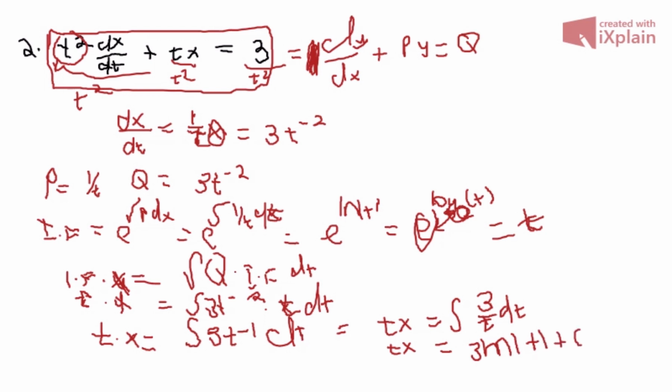Then from there we solve for x. Then x is equal to 1 over t times (3 ln t plus c). This is the final answer. So guys, linear, as I said, is not hard. We just have to keep practicing and make sure that we follow the procedures that I have outlined here.